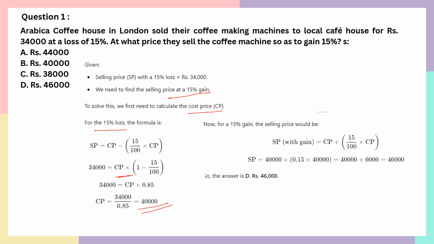Now let's take the second condition. In the second condition, we are given a 15% gain. So the selling price with the 15% gain is equal to cost price plus percentage gain into the cost price. So the cost price we found is 40,000 plus the percentage gain, which is 0.15 into the cost price 40,000, which is equal to 40,000 plus 6,000, which is 46,000. This is our final answer. Now let's move on.